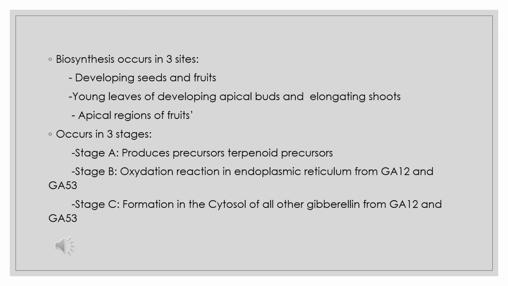Biosynthesis occurs in three sites, namely developing seeds and fruits, young leaves of developing apical buds and elongating shoots, and apical regions of fruits. It occurs in three stages: stage A, which produces the terpenoid precursor; stage B, in which oxidation reactions occur in the endoplasmic reticulum from GA12 and GA53; and stage C, or stage 3, which is the formation in the cytosol of all other gibberellins from GA12 and GA53.